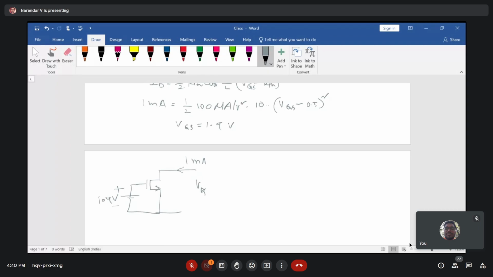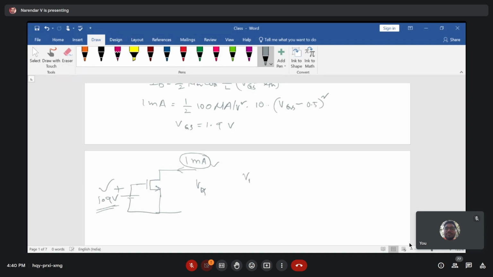How do you ensure that the current generated by fixing the value of VDS equal to 1.9 volts is a constant current? What I am trying to say is that the current you are trying to generate, a constant current of 1 milliampere, is going to be the same by making the value of VGS equal to 1.9 volts. So how do you verify or ensure it?